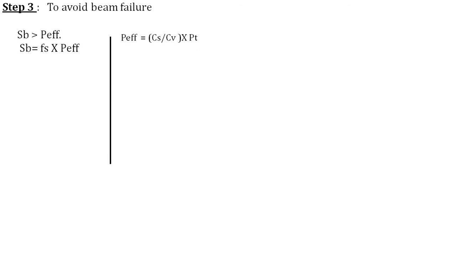P effective equals CS by CV into PT. This method to calculate the P effective is known as the velocity approach method, because we are using the velocity factor. But CS, that is the service factor, is not given, so assume it as 1.